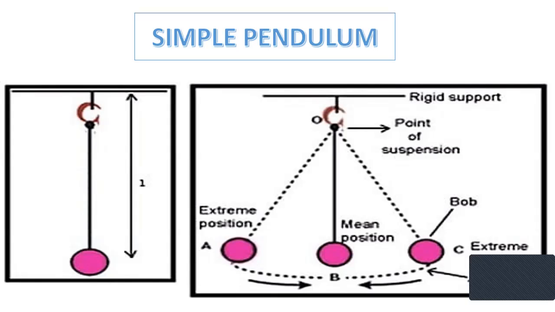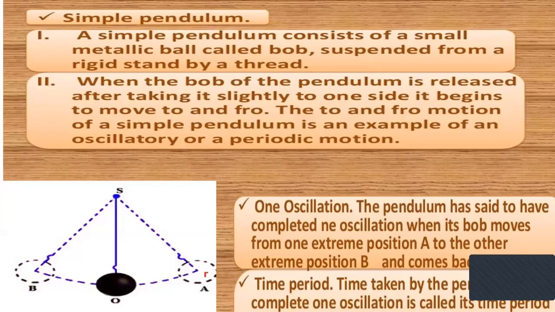So B is the mean position, and both the extreme positions A and C are there. One complete to and fro movement of the pendulum bob is called oscillation. As in the picture it is given here. When the bob moves from one extreme position A to the other extreme position C and comes back to A, this is known as one oscillation.